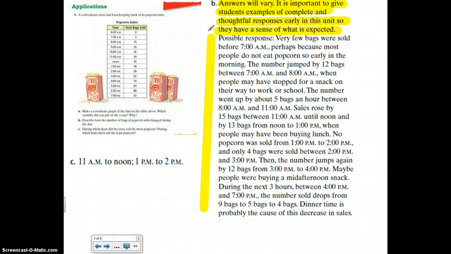So just make sure you have some kind of thoughtful response that gives at least two details about what was happening. For question C, which hour did they sell the most? They sold the most between 11 and noon, and they sold the least between 1 and 2.